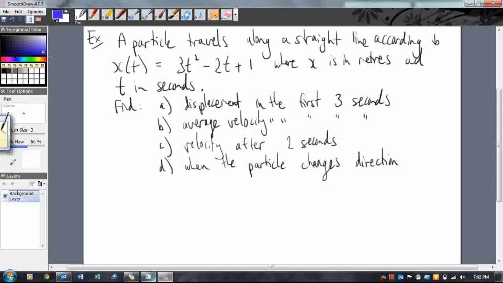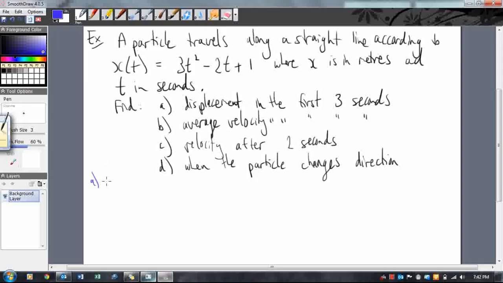According to the function x of t is equal to 3t squared minus 2t plus 1, where x is in meters and t is in seconds. So we've got some function x there. Firstly, we want to find the displacement in the first 3 seconds. Okay, so remember what displacement means. Displacement means how far has it changed in position.